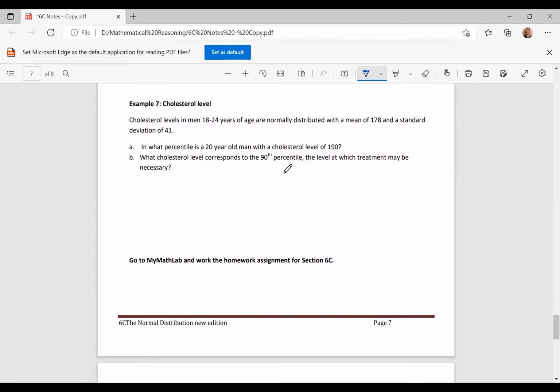Cholesterol levels in men 18 to 24 years of age are normally distributed with a mean of 178 and a standard deviation of 41. In what percentile is a 20-year-old man with a cholesterol level of 190? So what we know is that we have a mean here of 178 and a standard deviation of 41. They want us to find the z-score that will help us find the percentage.